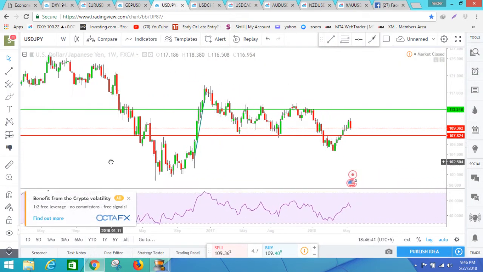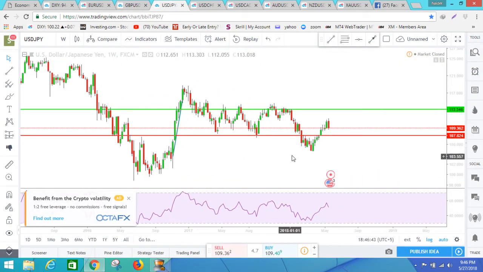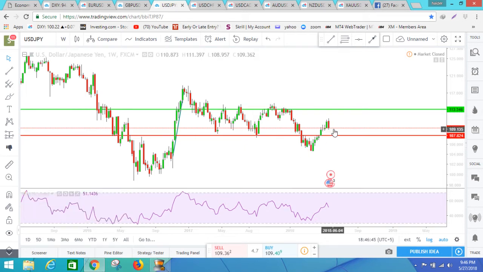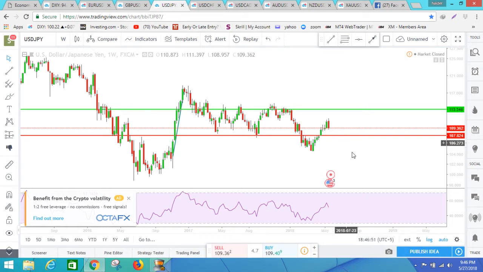Here is USDJPY, and USDJPY, I think it has come down, but I feel like it's still heading to 113.34 and above, but it will depend on how the US dollar and Japanese yen go.